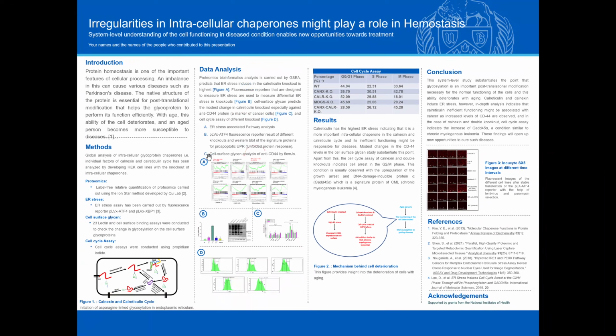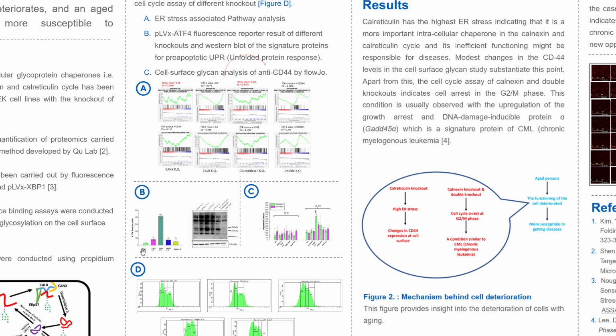So in order to confirm this, we did a more precise ER stress assay. When we did this assay, we found that Calreticulin has the highest ER stress compared to other knockouts, and this is further confirmed with the expression of CHOP protein. CHOP protein's size is 27 kilodalton. We can see that in Calreticulin knockouts, the ER stress is maximum compared to the other knockouts. So from this, we can conclude that ER stress is higher in Calreticulin knockouts compared to other knockouts.